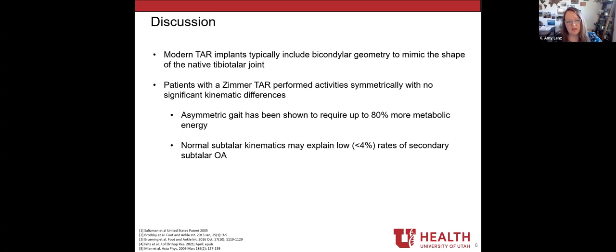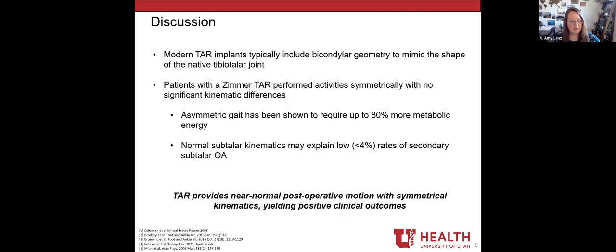Also, the symmetric gait is a positive clinical outcome because asymmetric gait has been shown to require up to 80% more metabolic energy. And with our symmetric results, this indicates that our patients are likely not burdened by an increased metabolic load. Lastly, the normal kinematics at the subtalar joint are a very positive clinical outcome, which may explain the lower risk of developing subtalar secondary OA in these patients with total ankle replacement.